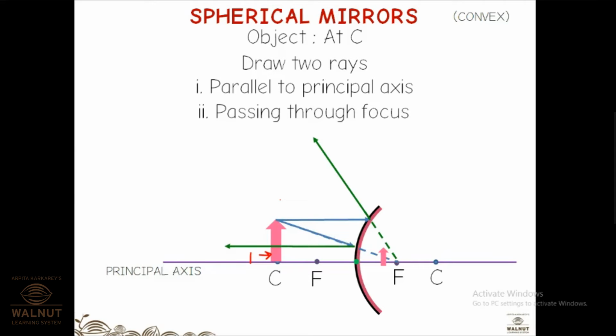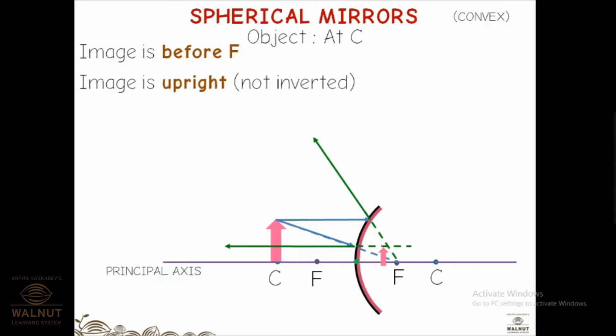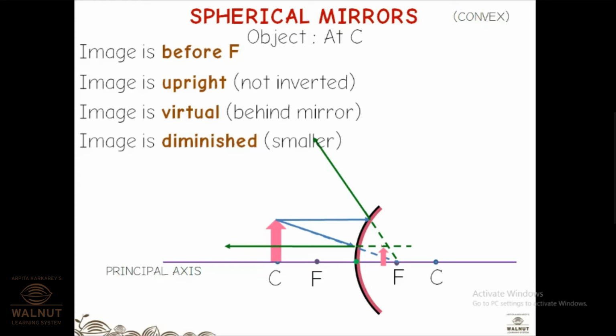Now let's see where it will meet. Okay, we will extend this line over here in order to meet them. As you can see, the image is again upright. It is again smaller in size. It is before F. Okay. So the same characteristics are there. Image is before F. It is upright. It is virtual. It is diminished. Is this clear to everybody?